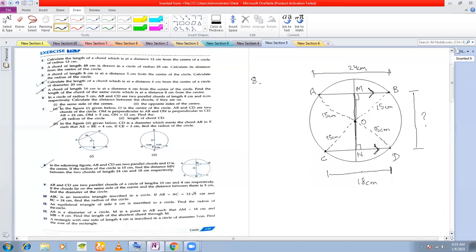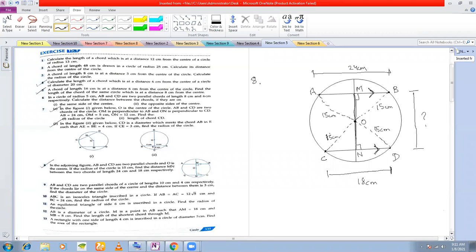So in this given figure, AB and CD are two parallel chords, and O is the center. So you can see the center of the circle. If the radius of the circle is 15 centimeters, okay, so the radius of this circle is 15 centimeters.